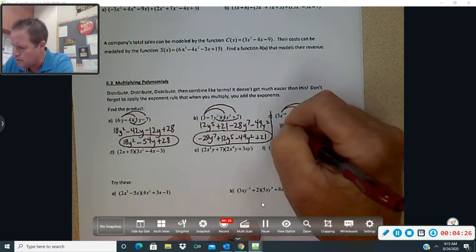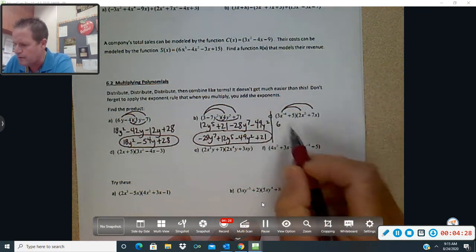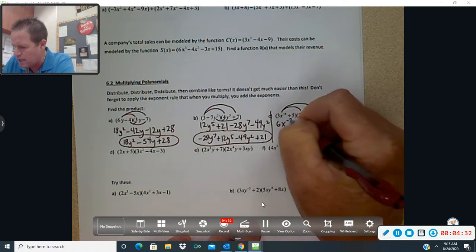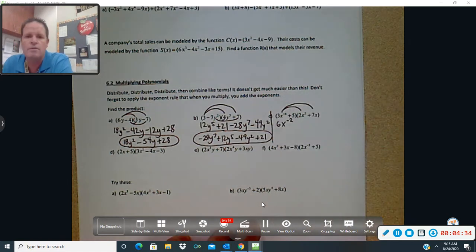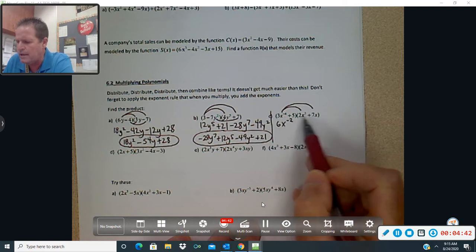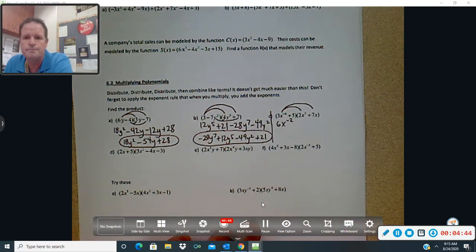3 times 2 is going to make 6. I'm just multiplying those coefficients. And now I'm going to add the exponents and get x to the negative 2. Negative exponents don't bother me until the very end. So if they're here right now, I'm not going to worry about it. But again, how did I get that negative 2? By adding negative 4 and positive 2.